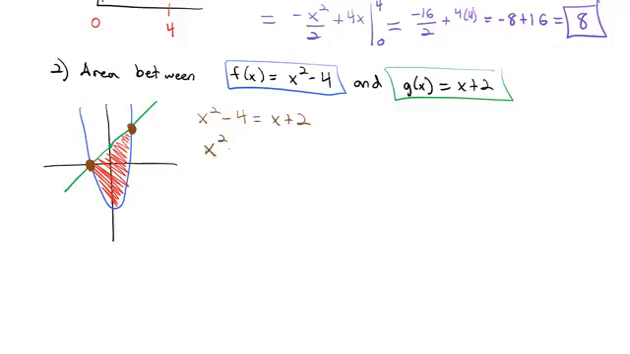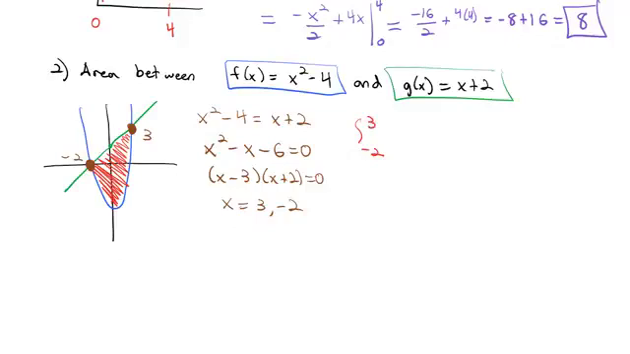Subtracting x gives us x squared minus x. Subtracting 2 gives us minus 6. Factoring to x minus 3, x plus 2. So we can see that x is equal to a positive 3 and a negative 2. So the one to the left must be negative 2, and the one to the right is when x equals 3. So that tells us we're integrating from x starting at negative 2. It's going to move off to the right all the way up to 3.